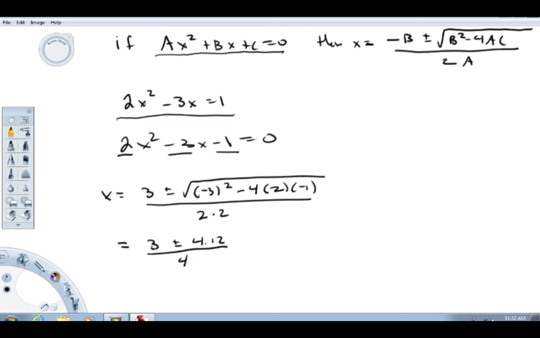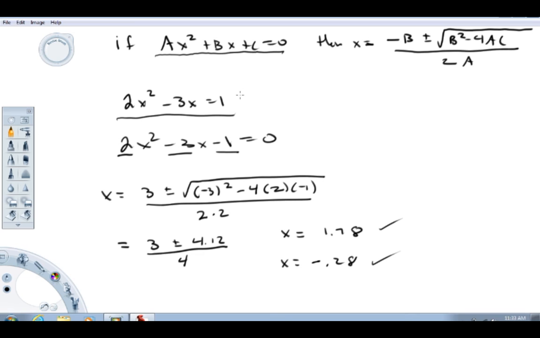x is going to equal 3 plus 4.12 over 4. And if I go ahead and simplify that, I get 1.78. The other possible solution is x equals 3 minus 4.12 divided by 4, and I get x equals negative 0.28 out of that. So these are the two solutions, 1.78 and negative 0.28, that should solve the equation 2x squared minus 3x equals 1.